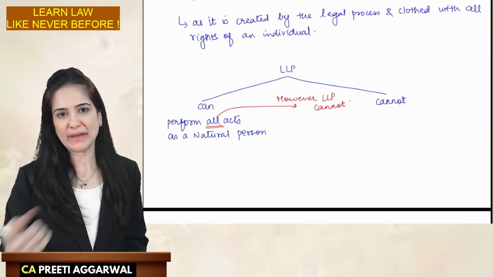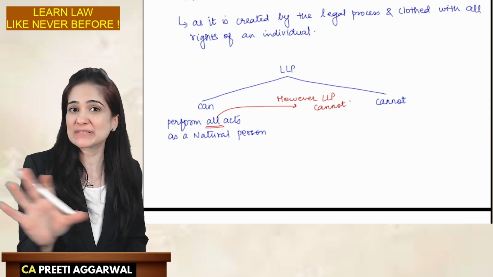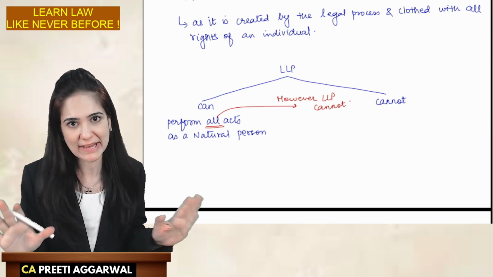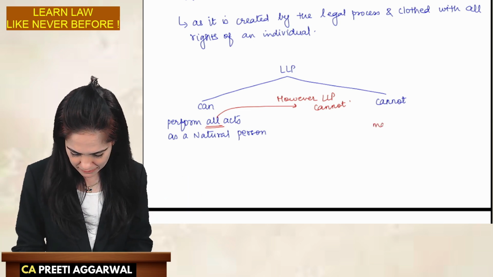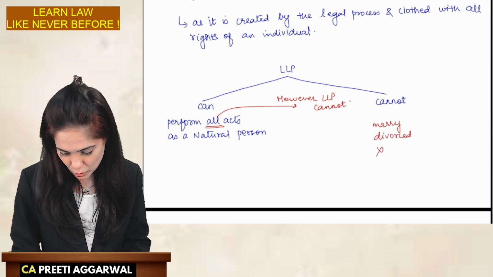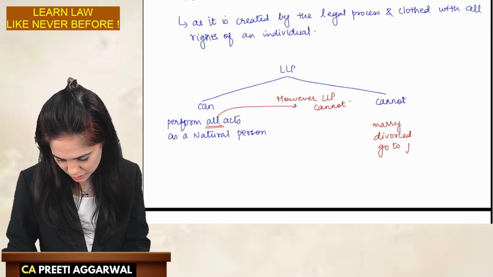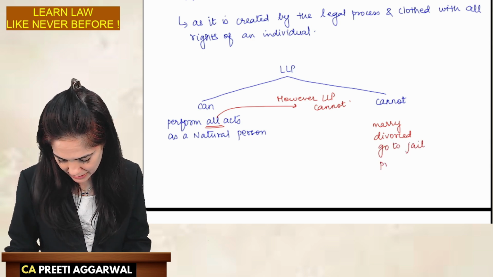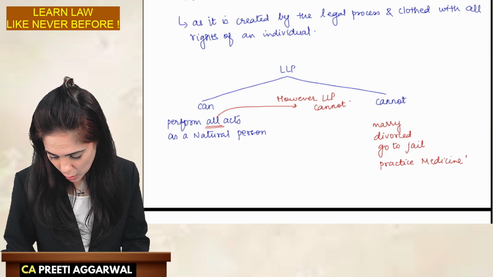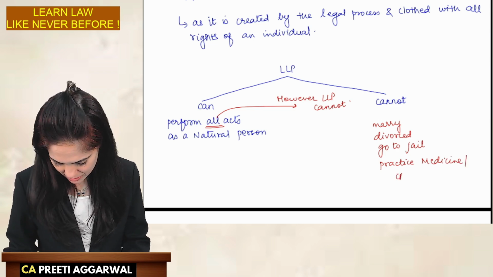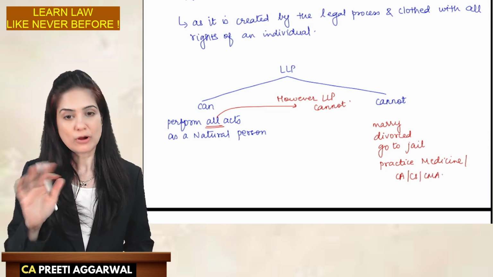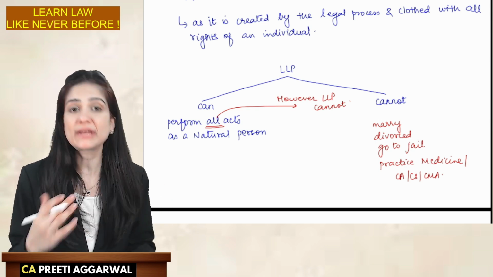However, can it get married? No. A natural person can get married, but can this LLP get married? No, no. Although it can perform all acts like a natural person, it cannot marry. If it cannot marry, it cannot be divorced. Very logical. It cannot go to jail. Yes or no? It cannot practice medicine or become a CA or a CS or a CMA. Yes, it cannot do things which are very personal or require personal skill.